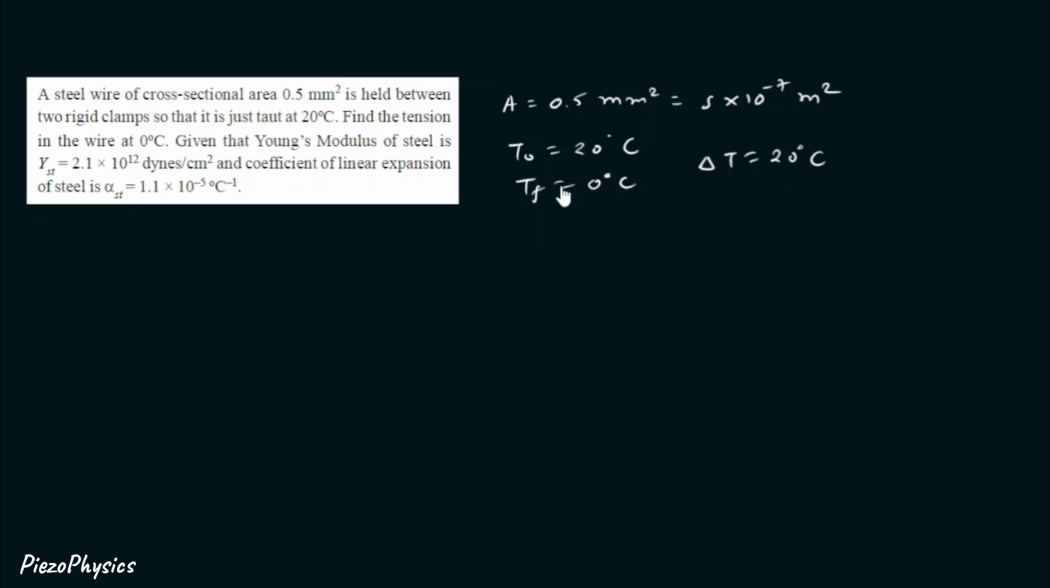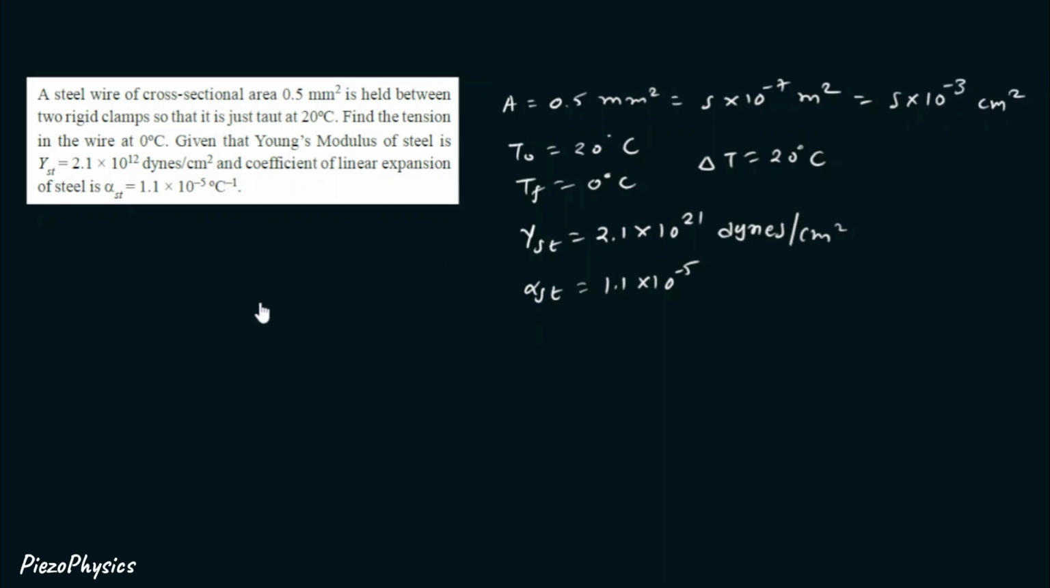Given that Young's modulus of steel is 2.1 into 10 power 12 dynes per centimeter square, right? And the coefficient of linear expansion is given, which is 1.1 into 10 power minus 5. We have to consider area in centimeter square as we have Young's modulus per centimeter square, so it will be 5 into 10 power minus 3 centimeter square. As we know, tension or force F equals Y alpha A delta T.